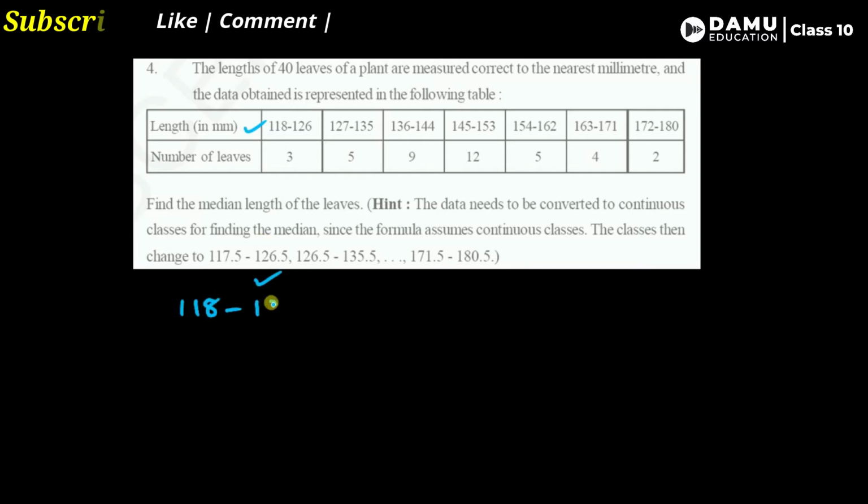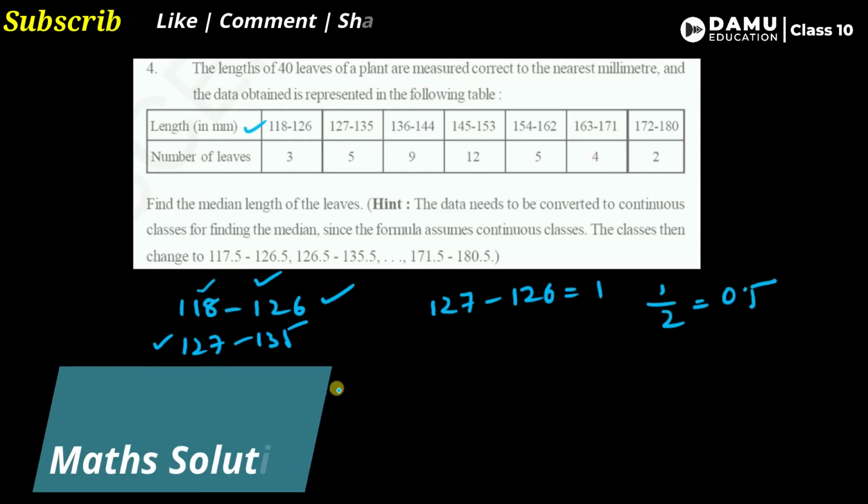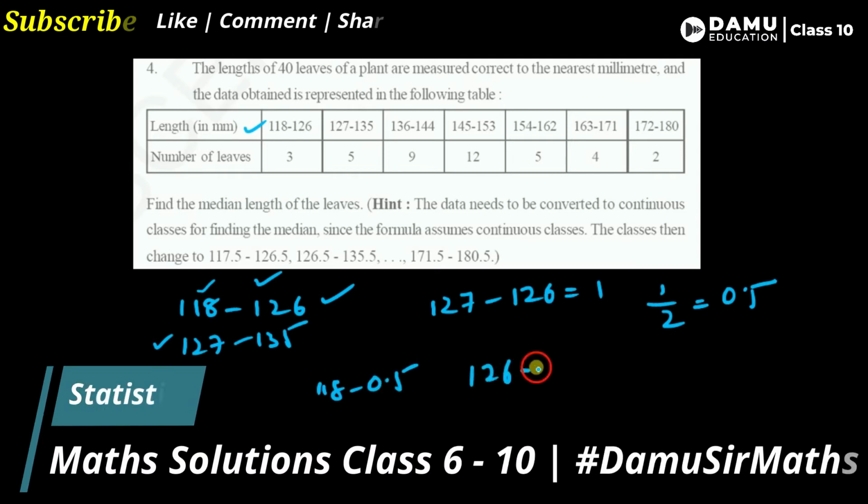So 118 to 126, then again 127 to 135. What is the difference between these two, 126 and 127? 127 minus 126, we will get 1. So 1 we are going to halve, then we get 0.5. So from this value, we are going to take minus 0.5, and 126 plus 0.5. So for the lower limit we are going to subtract, and for the upper limit we are going to add. So for this, what we will get is 117.5 to 126.5. So like this, it came.